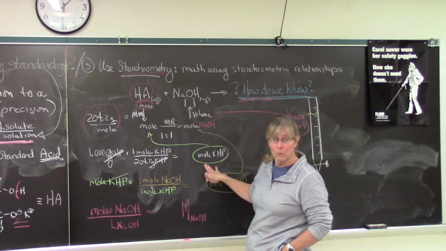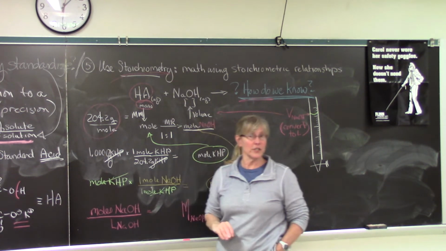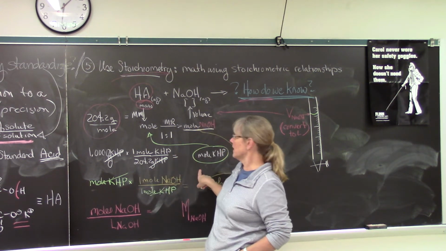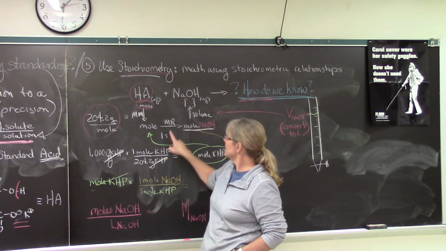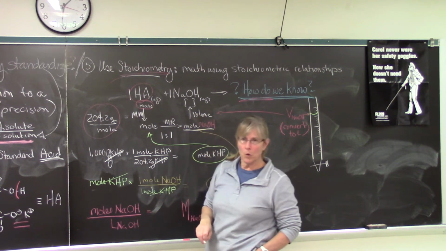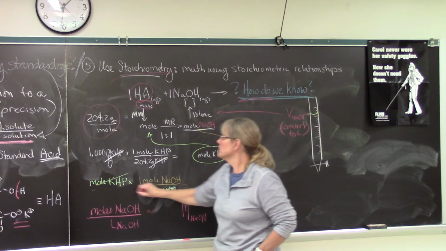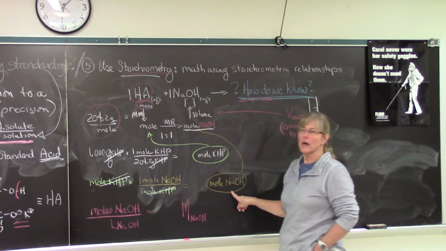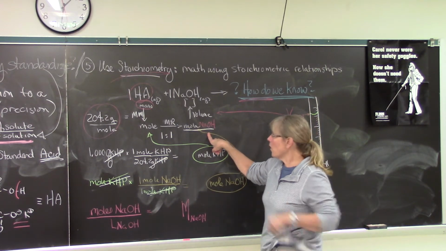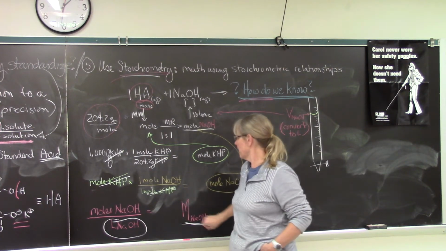I don't want to know moles of KHP, I want to know moles of NaOH, because that's the concentration I have to figure out. So I take my moles of KHP that I just found out, and I have a 1:1 molar ratio. 1 mole of NaOH to 1 mole of KHP. My moles of KHP cancel, and I'll now be in moles of NaOH, right here. Now, all I need is this volume of NaOH to find its molarity.